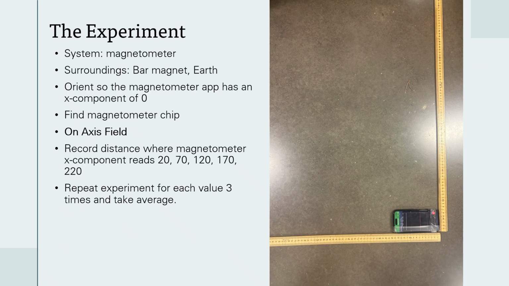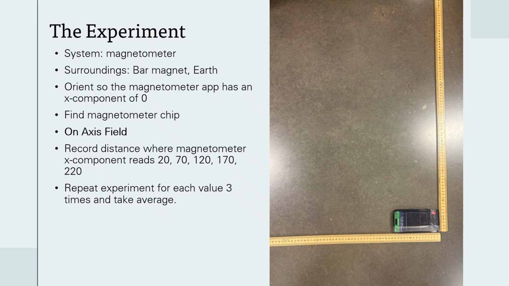The experiment: the system was the magnetometer, and the surroundings were the bar magnet and Earth, because they exert a magnetic force on the magnetometer. We oriented it so that the magnetometer app had an x component of 0 and then found the magnetometer chip in the phone, as you can see with that tape on the phone.